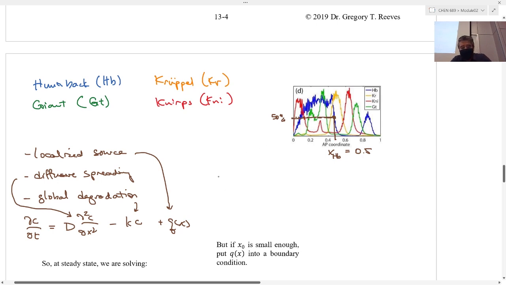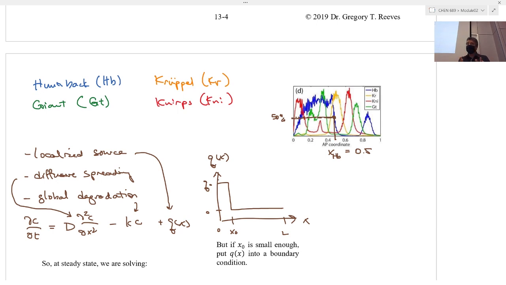Right? So q of x, as I said before, is equal to something high in a certain region between, say, 0 and x naught, and then 0 everywhere else. Let's say it starts at q naught and then goes down to 0. Okay, but if this domain x naught over which Bicoid is locally produced, because that's where the mRNA is, is narrow enough, we can simplify things and shove q of x into a boundary condition. And when we do that, we're going to get something that looks more like this.